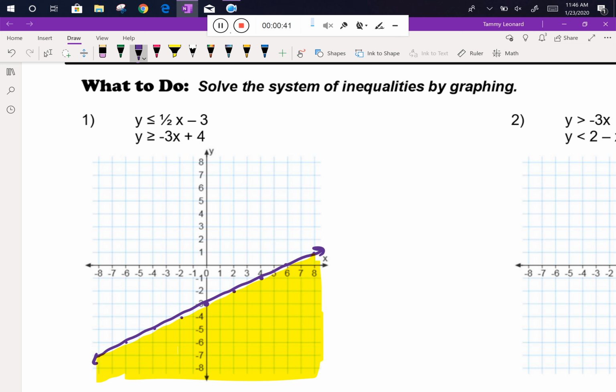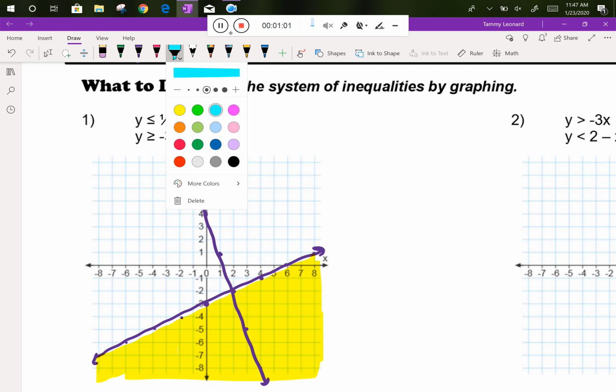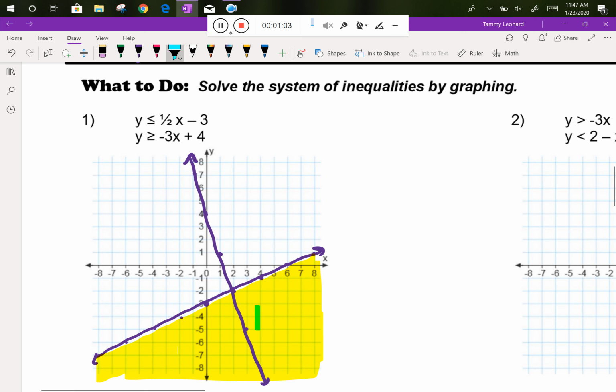For y is greater than or equal to -3x plus 4, we start at +4, and we're going to go down 3 and to the right 1 all the way across the graph. And again, it's solid because we still have an or equal to. This one is y is greater than, so I'm going to change my colors, and I'm going to shade above.